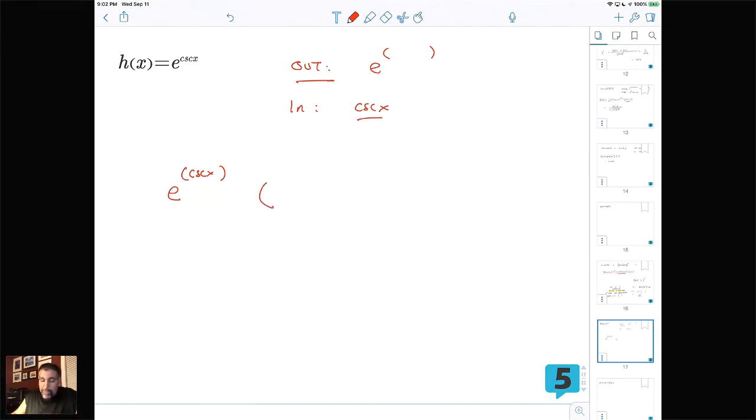So when we do this, we're taking the derivative of cosecant. The derivative of cosecant is a one step. That's negative cosecant x, cotangent x. The derivative of the other side here is h of x, h prime of x. So there's our final answer.